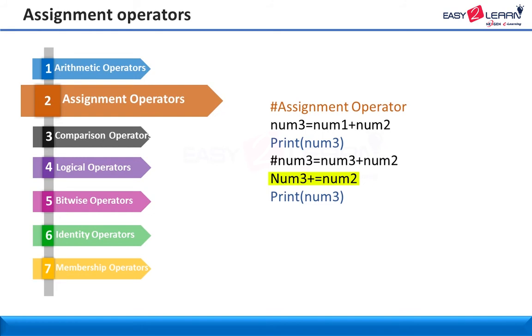So we are combining an arithmetic operator with an assignment operator and then storing the result in a variable. This comes in handy when you are working with two variables. Are you clear with this? Okay, let me execute and show you.